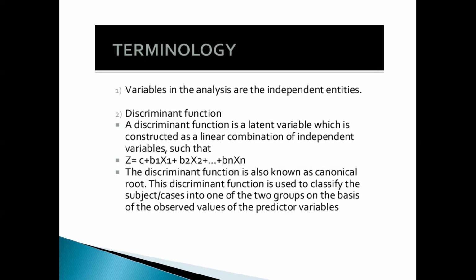This discriminant function is used to classify the subject or a particular unit or case into one of the two groups or more, as the case may be, on the basis of the observed values of the predictor variables. So we get the values for a unit on these independent traits, say x1, x2, xn, and on the basis of that, we classify that particular unit in the predetermined group.